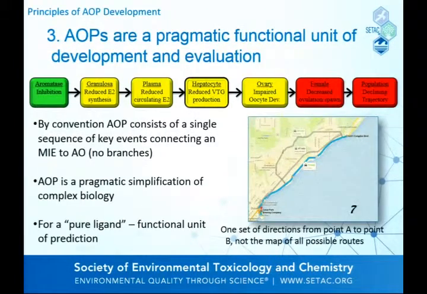The third principle of AOP development is that adverse outcome pathways are a pragmatic, functional unit of development and evaluation. And this gets to one of the questions that was raised earlier. We don't think that these pathways are that simple. It's not like if you interact with the estrogen receptor, there's this one chain of events and that's all it does. Estrogen receptor does all kinds of things in the body.